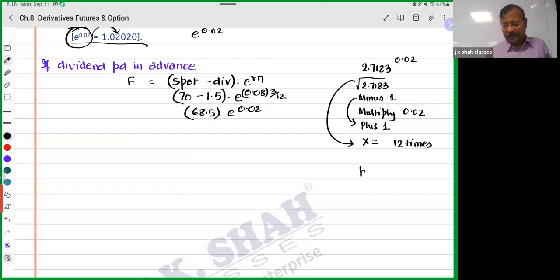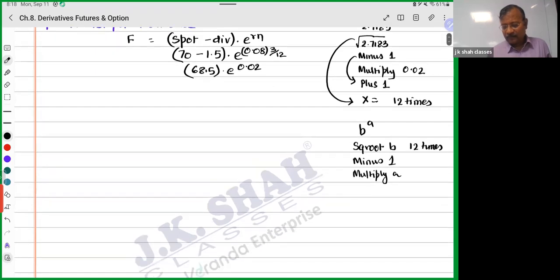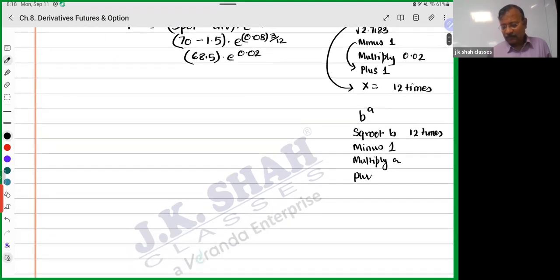Basically, we can write it as b raised to a: square root of b, 12 times, minus 1, multiply by a, plus 1, and into equal to 12 times. That's it. This is the last time I'm explaining this.